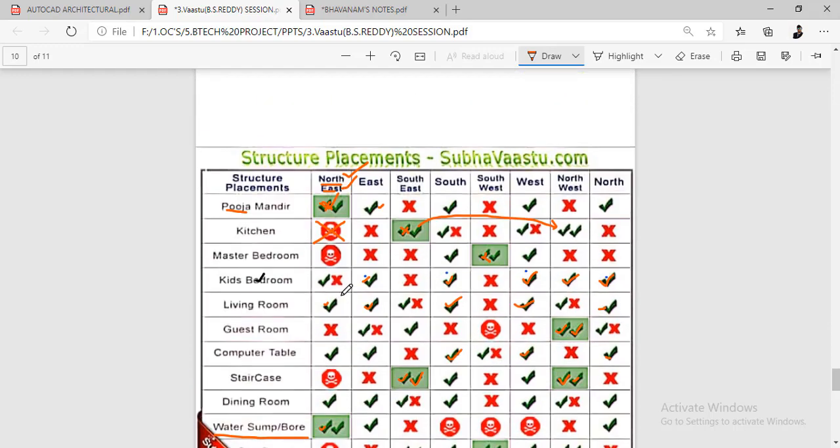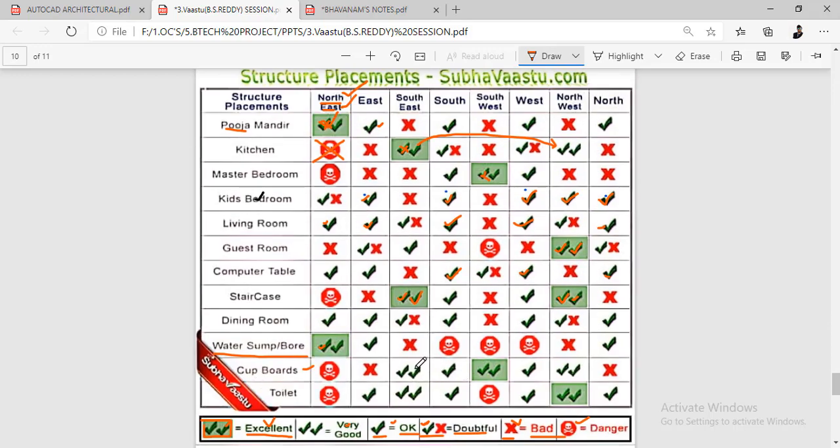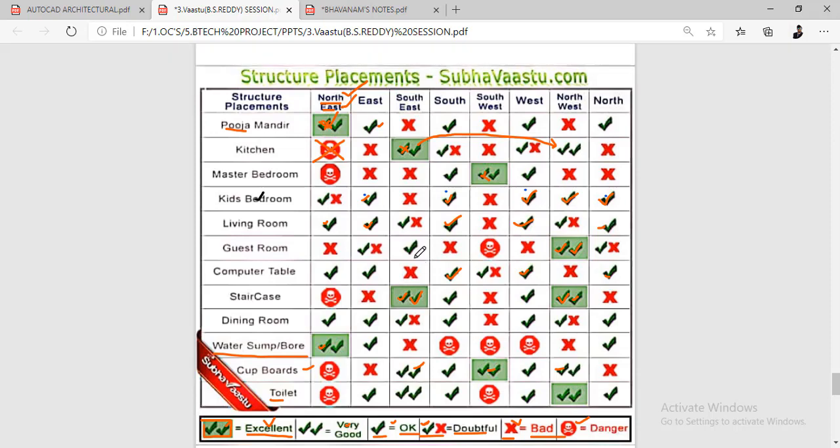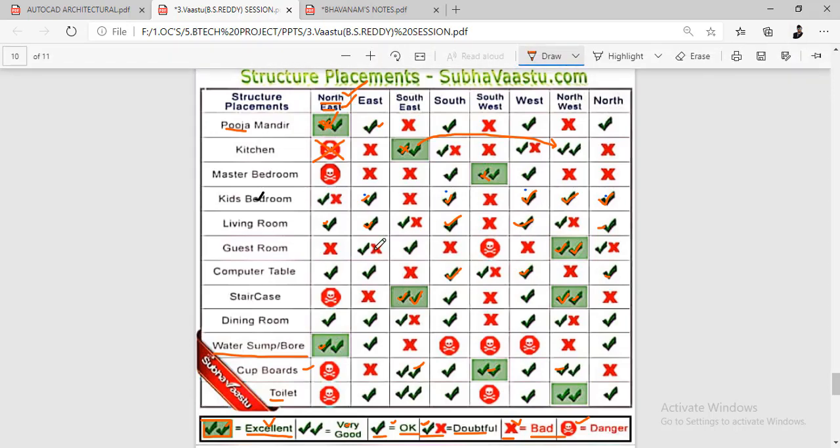And come to here in this. Cupboards, you can place somewhere here. And the northwest is a good place. And toilets, northwest is a good place. So this chart will help you every time whenever we give you something to draw. Based upon this chart you can decide everything. Apart from this, this is the main source for us to get this chart. And if you want to know more about the concept, you can go to subhavastu.com and get the concept. You can even get the soft copy of this chart as well.